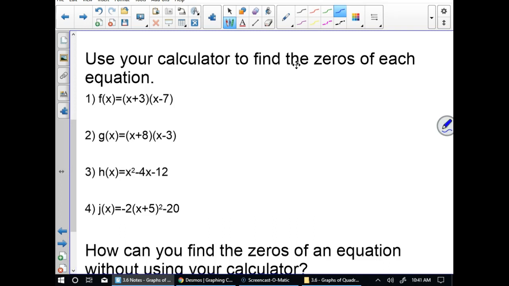So for number 1, you should get (negative 3, 0) and (7, 0). Does that sound right? Okay. Alright. Does that look okay to everybody? Okay. On number 2, you should get (negative 8, 0) and (3, 0). If you have x equals, that's okay too.